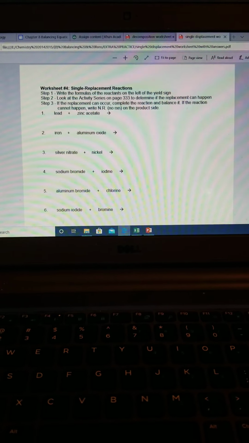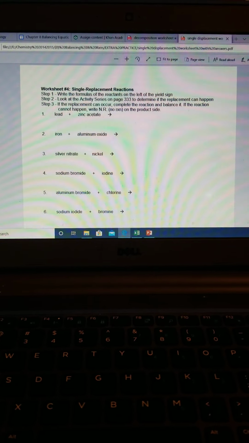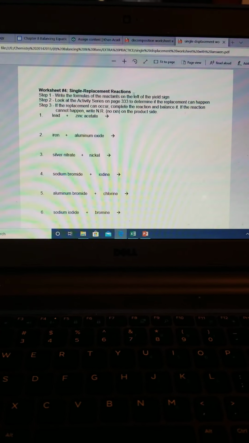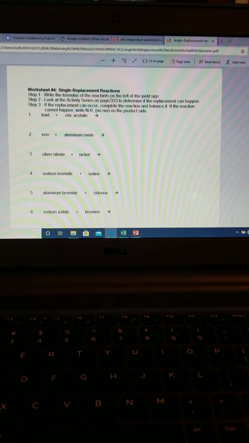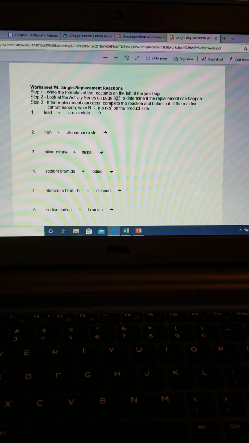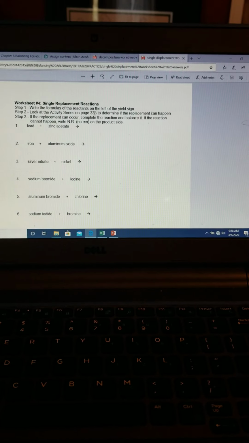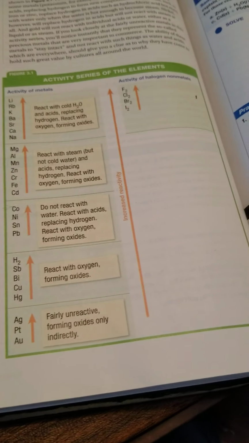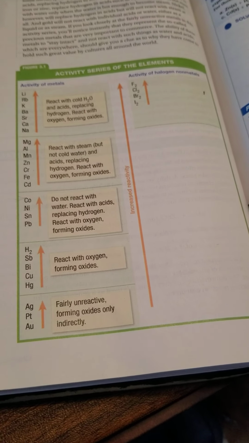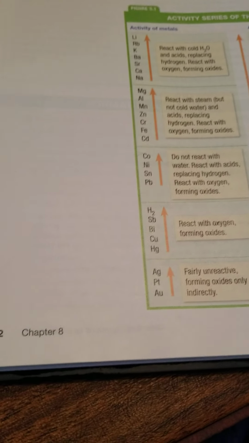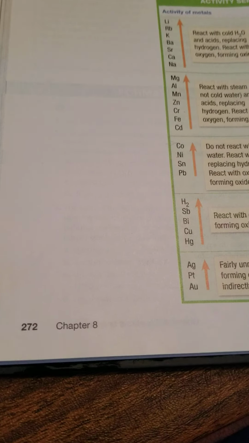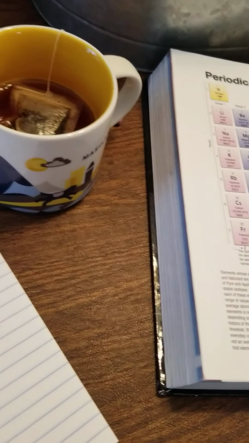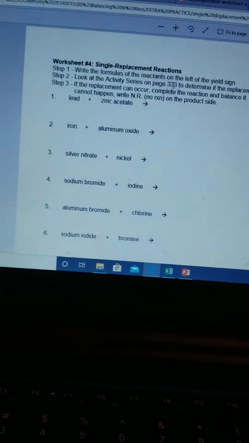Okay, so we are now going to look at single displacement, also sometimes called single replacement. First thing I want to point out to my students: the activity series is not on page 333. It is on page 272 in our textbook. You can actually see the activity series of elements on page 272 in our textbook. But I also did put one in the resource section of your Schoology.